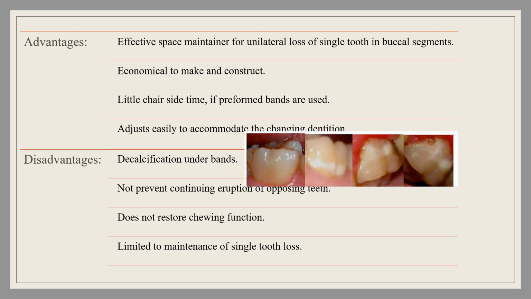The first and very important disadvantage is decalcification under bands, and there are certain methods to prevent this. We can do fluoride application and scaling before luting the appliance, and periodic maintenance and recall review is needed. Even then, sometimes this is unavoidable, and it doesn't prevent continuing eruption of the opposing teeth. So with a band and loop space maintainer, there is a chance for over eruption of the opposing teeth, and it does not restore the chewing function and is limited to maintenance of a single tooth loss. You cannot extend the loop too much for two or more teeth. So these are the advantages and disadvantages.